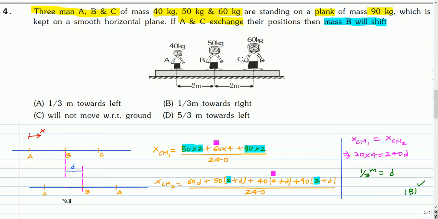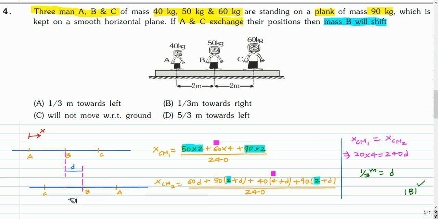In the second configuration, the position of center of mass is mass of C, that is 60 into this distance d, because the whole plank moves a distance d, and mass of B is 50, and the distance of B from x equal to 0 is 2 plus d, and mass of A is 40 into the distance 4 plus d, and the mass of the plank is 90.